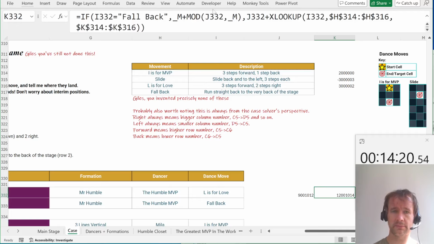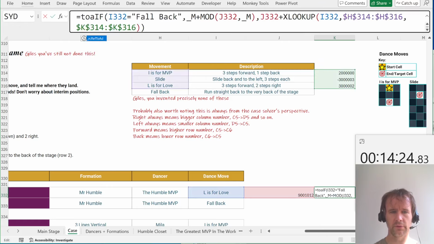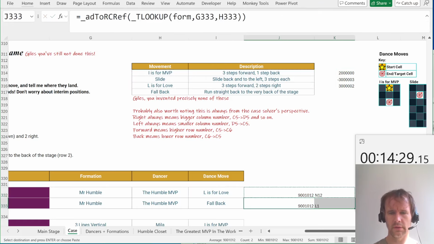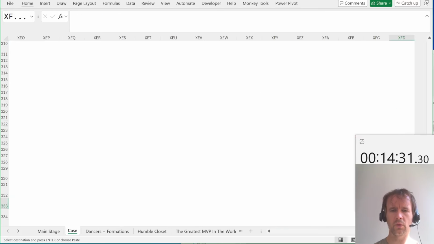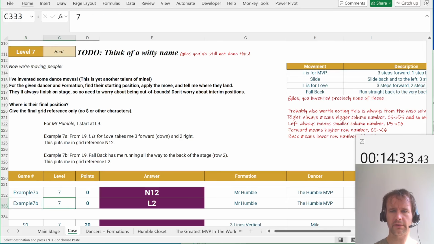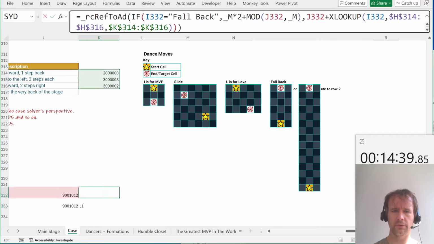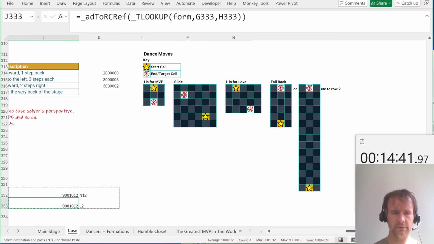I appreciate the 2 examples, by the way. That is a good move. So then I want to address N12 and L1. Oh, sorry. All the way back to the start is row 2. Got it. So M times 2. Happy days.